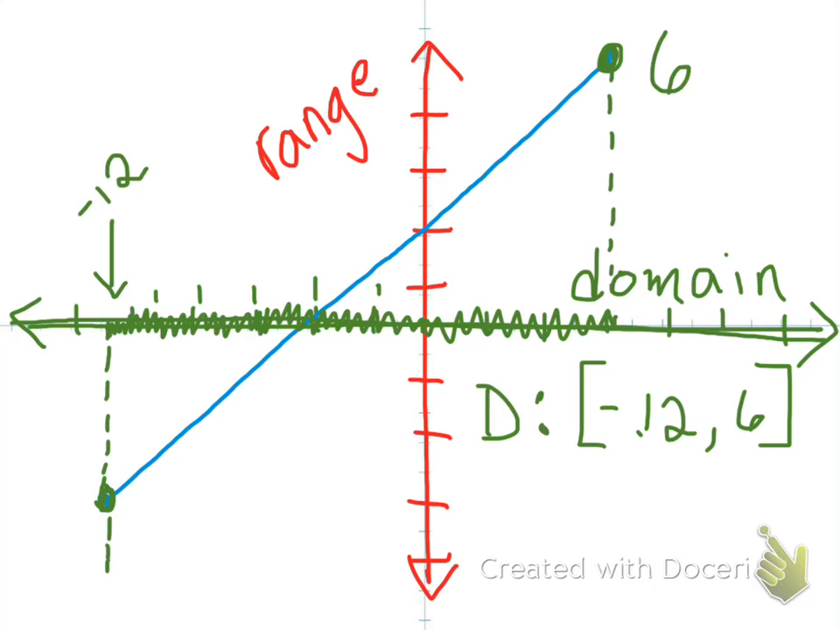You might be asking yourself, how would I write that in set notation? Well, a little trickier, I find. I would write my negative 12 on one side. I would write my 6 on the other. I would actually write a D in the middle to stand for my domain, and then I would do my less than or equal to symbols. That would be the set notation for the domain that spans from negative 12 to 6, all the values in the x-axis.